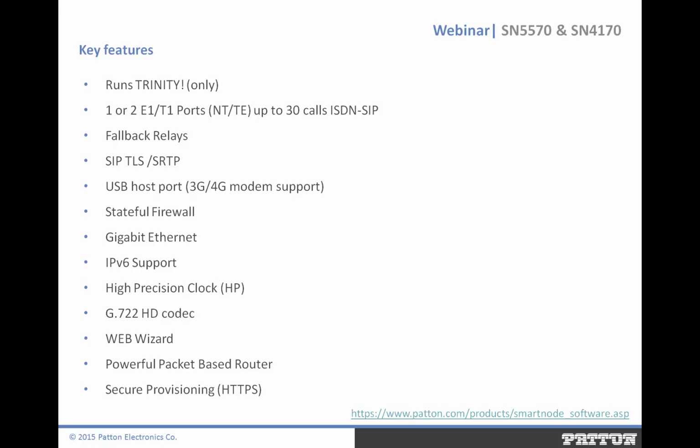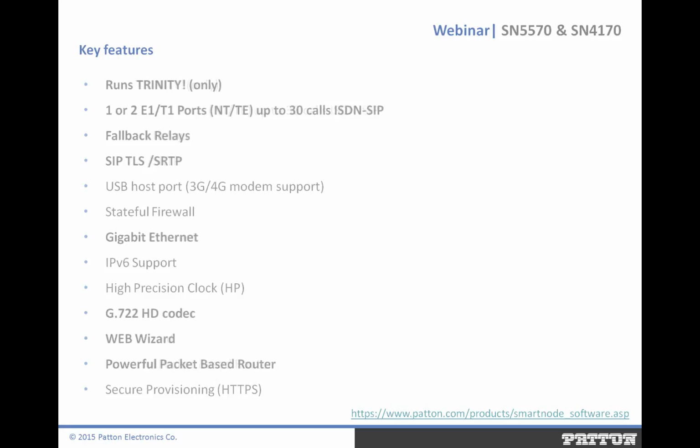Now, going back to the key features of Trinity, of the new product. So this new product is coming with 1 or 2 E1/T1 PRI ports, supporting up to 30 calls max. Those ports can be configured to be either NT or TE in the software, very similar, or actually the same way as you used to know it from Smartware.